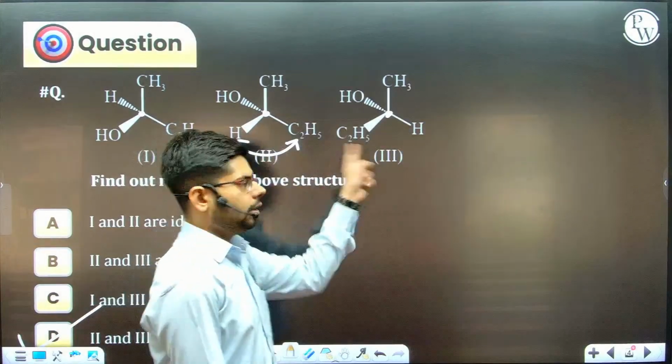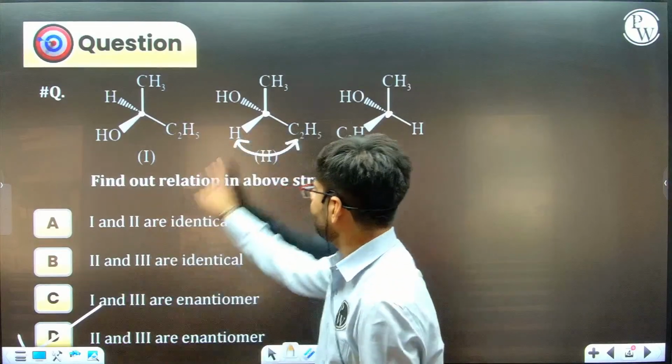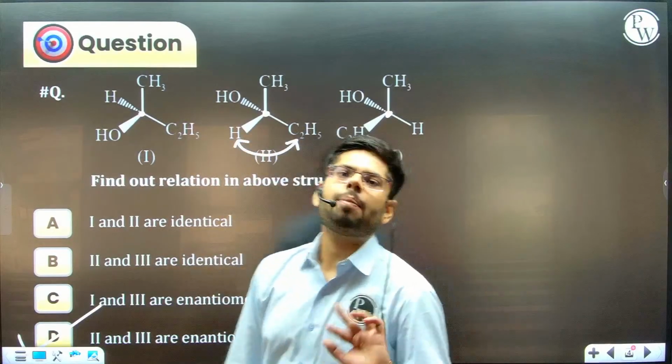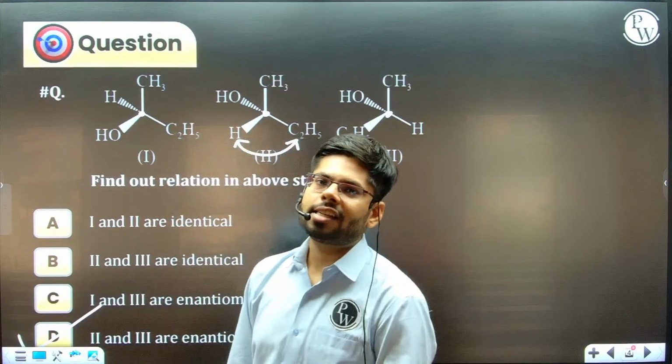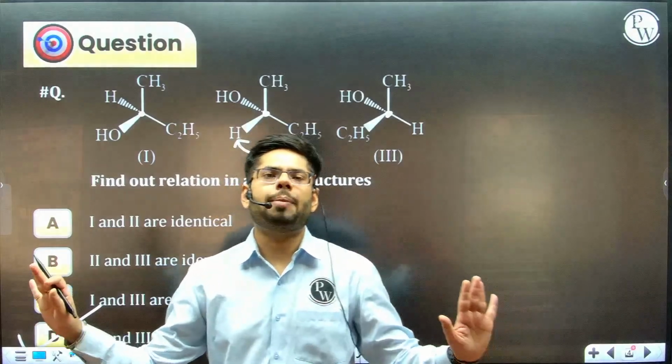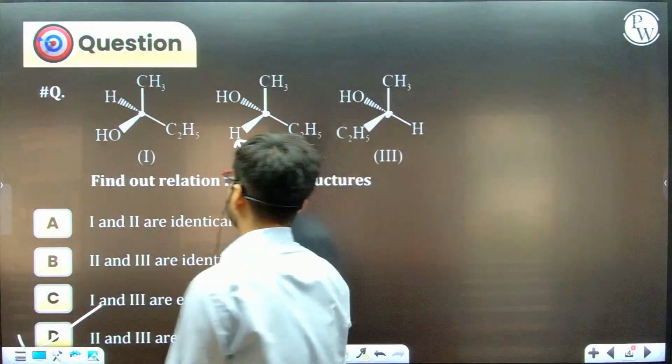Only one swap has been done, which means I'm performing a swap between 2 groups. Again, if I perform another swap around that chiral carbon, I'll get the identical compound, which means nothing has happened to the configuration of that chiral carbon.